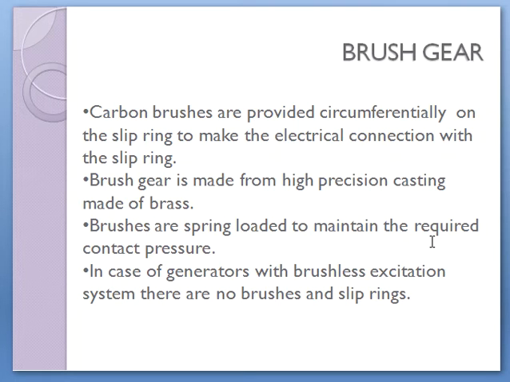Carbon brushes are provided circumferentially on the slip rings to make the electrical connection with the slip ring. As we understand, since the rotor is rotating, the carbon brushes are placed so that there will not be any sparking near the slip rings, which may generate heat and again loss. So the brush gear is made from high precision casting made up of brass.